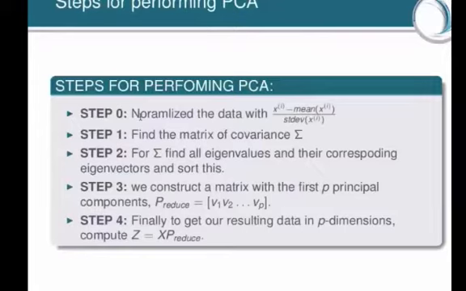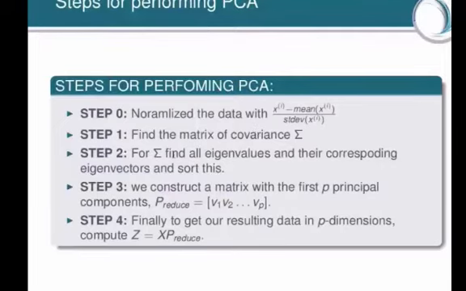Steps for performing PCA. Before we start performing the PCA on our data set, we have to normalize the data. This is step 0. We have to apply this transformation over the original data set. Step 1. Find the covariance matrix Sigma.